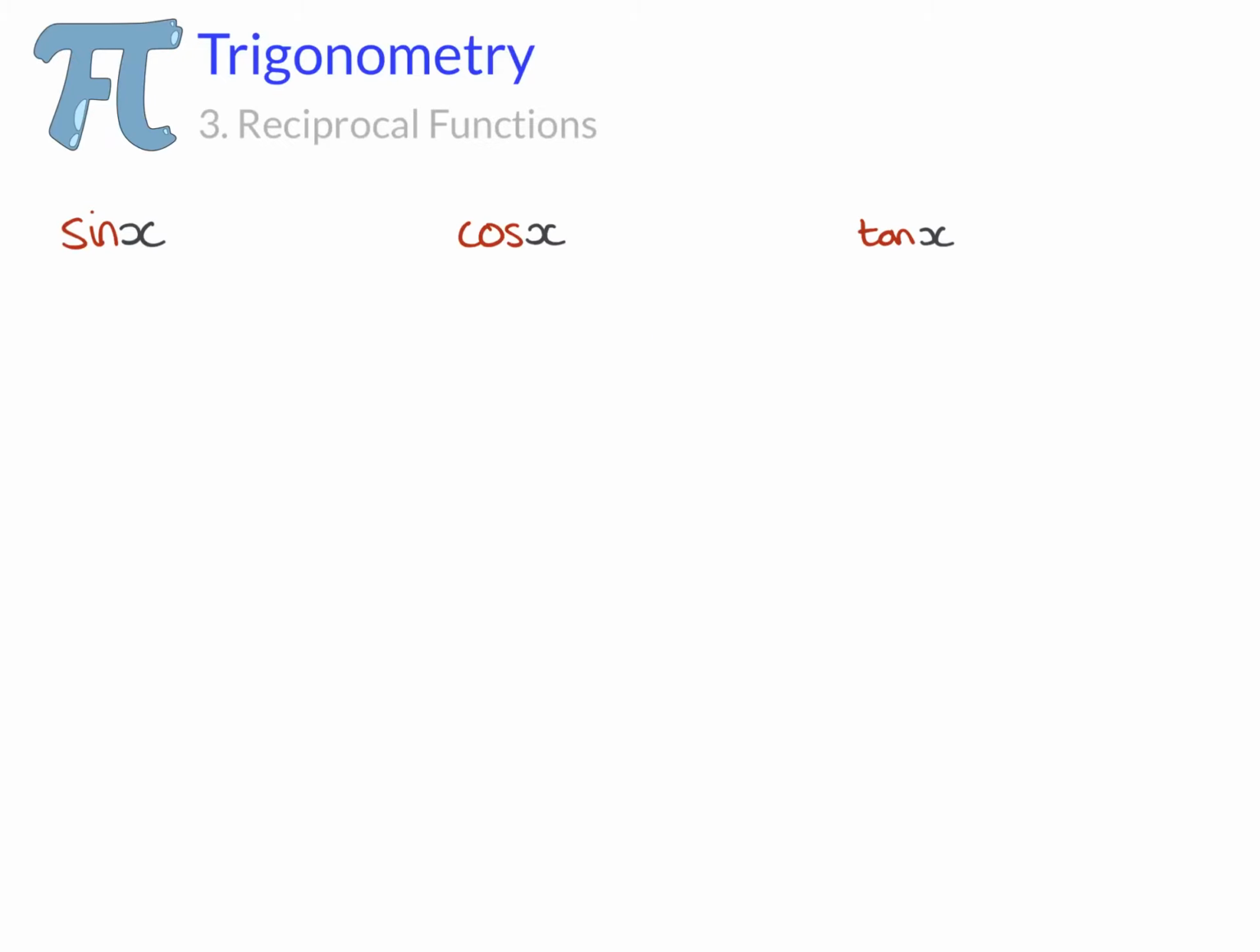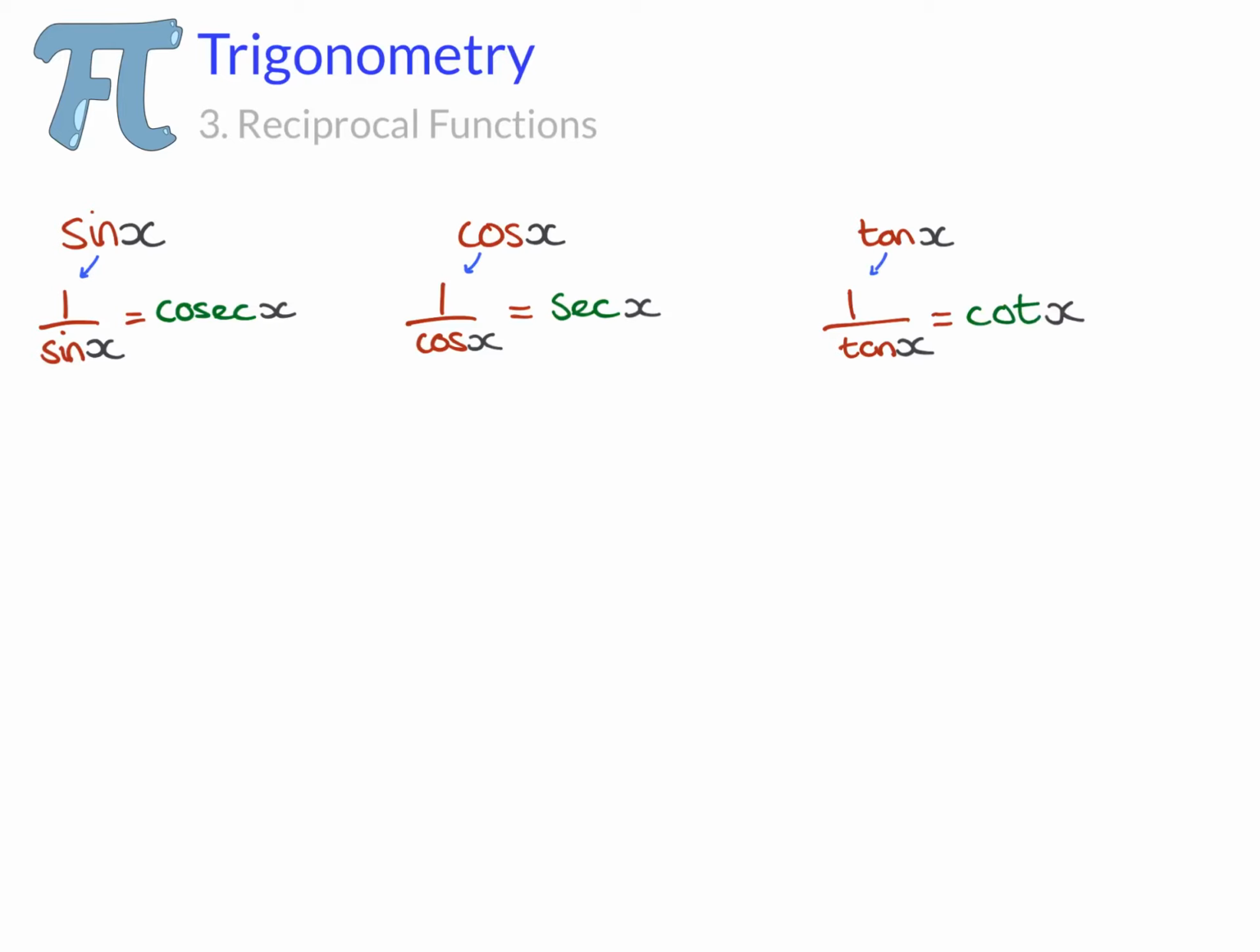For each of the functions sine, cos, and tan, we can define a new function which is the reciprocal. We call the function of 1 over sine x cosec x, 1 over cos x we call sec x, and 1 over tan x we call cot x. These names seem quite random. The best way to remember which is that the starting letter of the original function should be the same as the third letter of the reciprocal function.